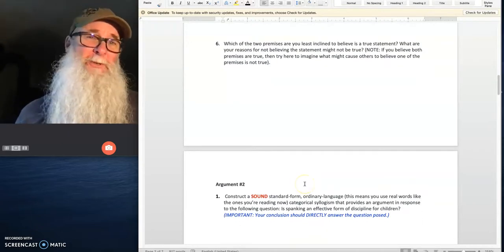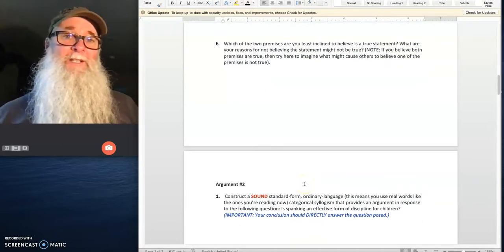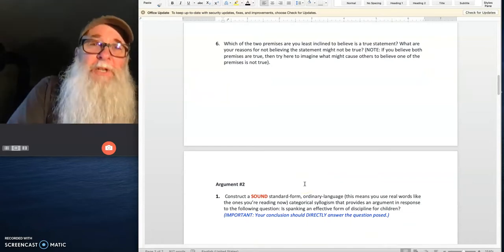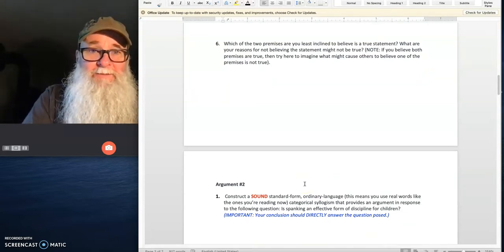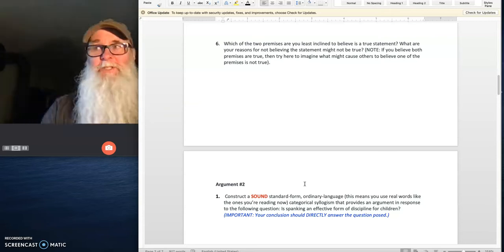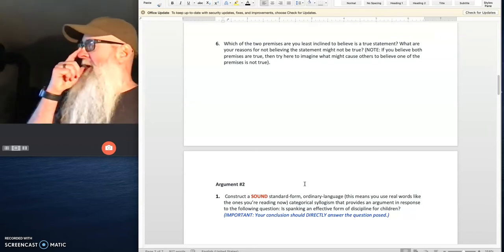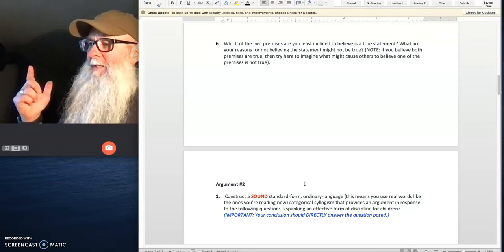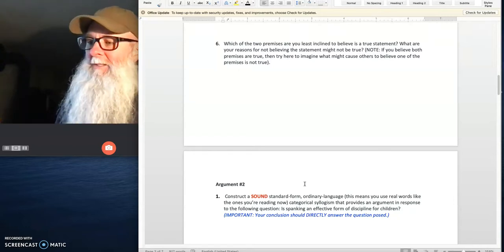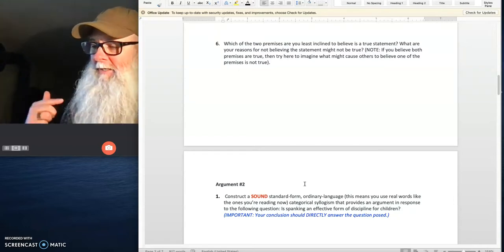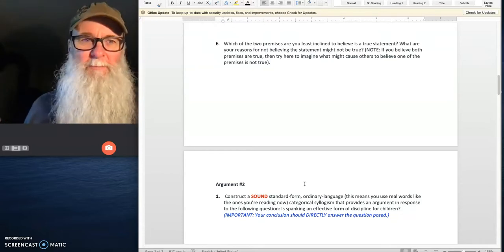Number 6 asks you to do something a little different. Go back and look at those 2 premises. Which one are you least inclined to believe is true? And why? So you look back at those premises and you think, is one or both of these a less compelling statement to me than the other? Which one do I doubt the most?